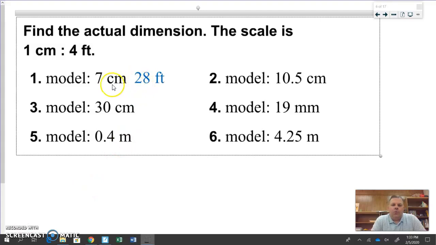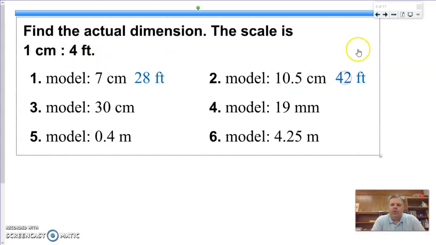As you can see, our first one was 7 times 4. This one is going to be 10.5 times 4, so hopefully you were able to come up with 42. 30 times 4, which will give us 120. This is 19 millimeters, which is a little bit tricky. We know that that is 1.9 centimeters times 4 feet, which will give us 7.6.